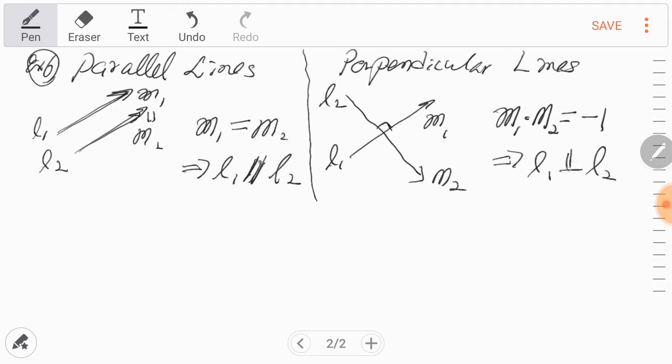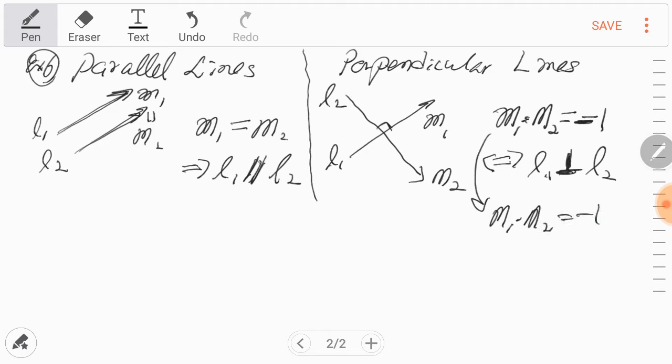Okay, this is the perpendicular symbol. If the product of two slopes is -1, the two lines are perpendicular, or vice versa. If two lines are perpendicular, then the product of the two slopes is -1. Or we can do it this way: m1 times m2 is -1.